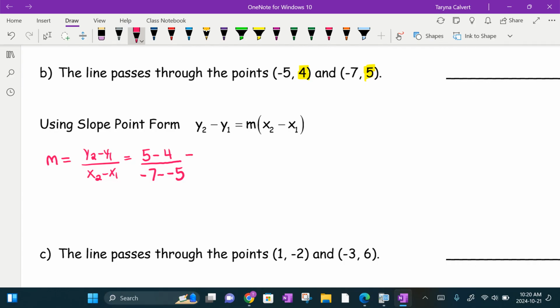Okay, so then I'm going to get what on top? A 1. And then on the bottom, I'm going to get a negative 2. So I'm going to be left with a negative half. And remember, does the negative matter where you put it? No, it's just a negative half. So if you want to leave it on the outside, or on top, or on the bottom, it's just a negative half.